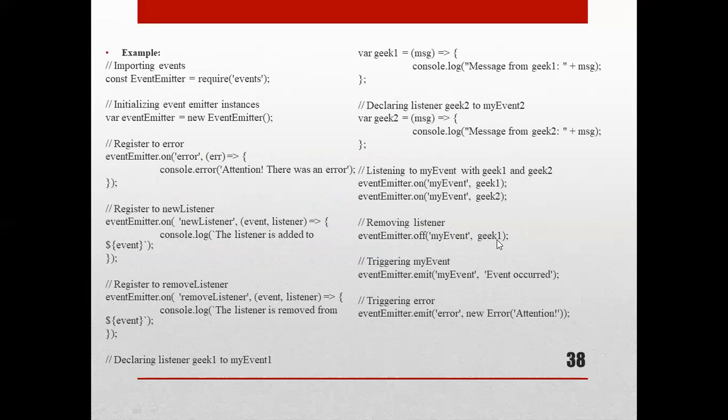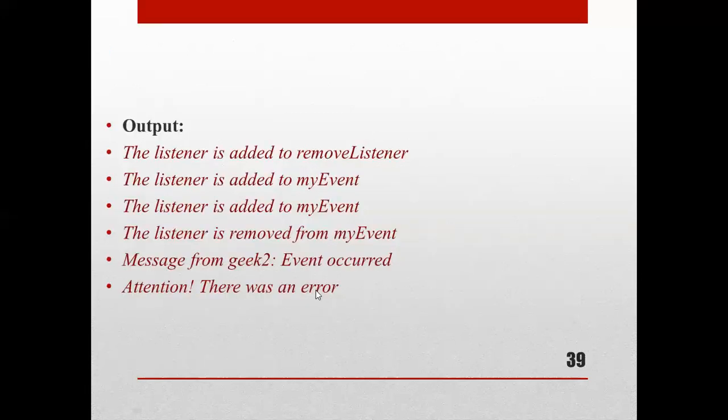Then it will not print the message from jig1, because we have removed the first listener, jig1. That's why it's not going to print that message from jig1. It will print the message from jig2, that is event occurred. Then it will print the error message, that is attention there was an error. So in this way we have seen the event emitter class.